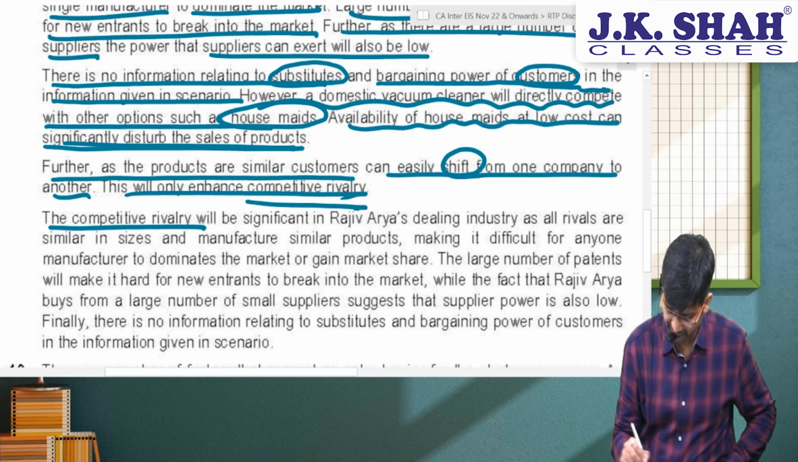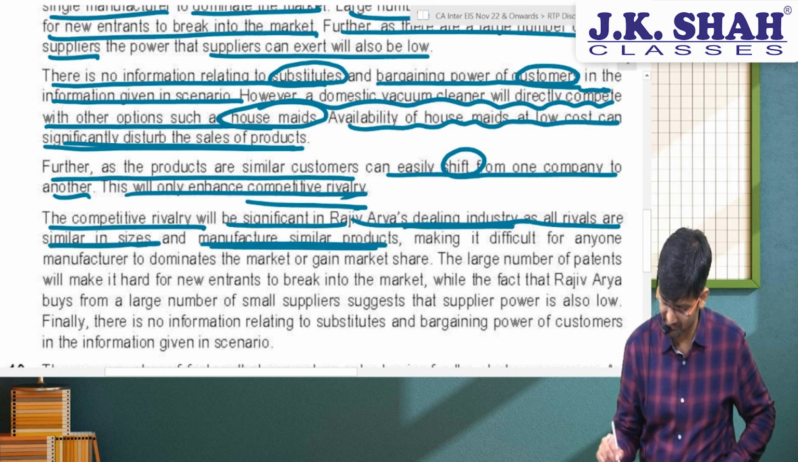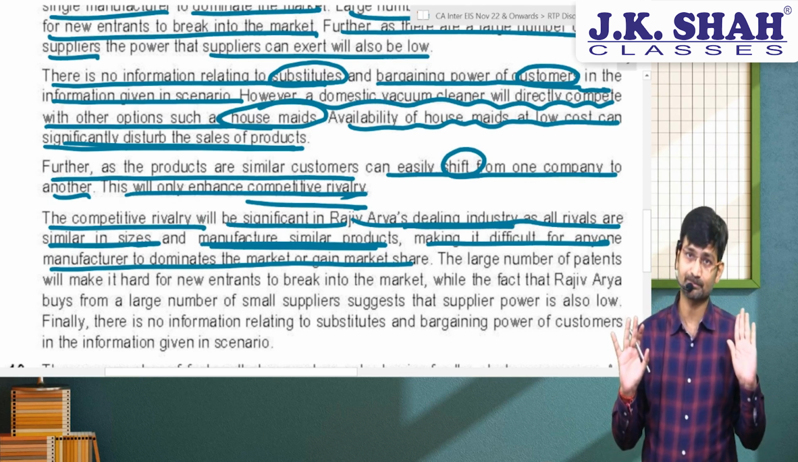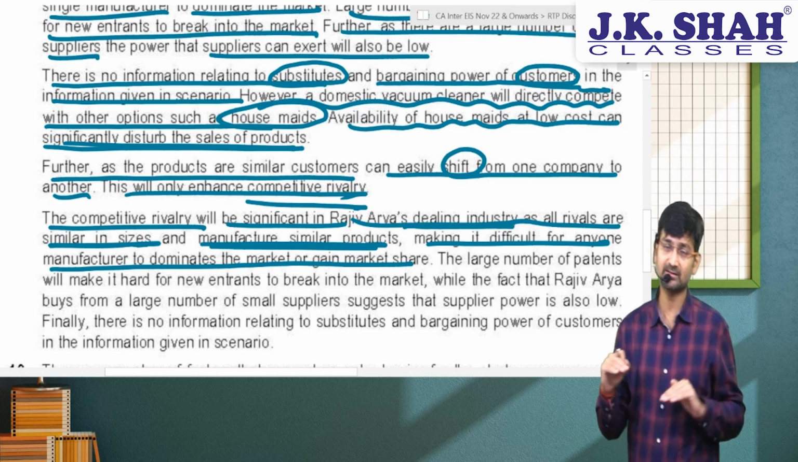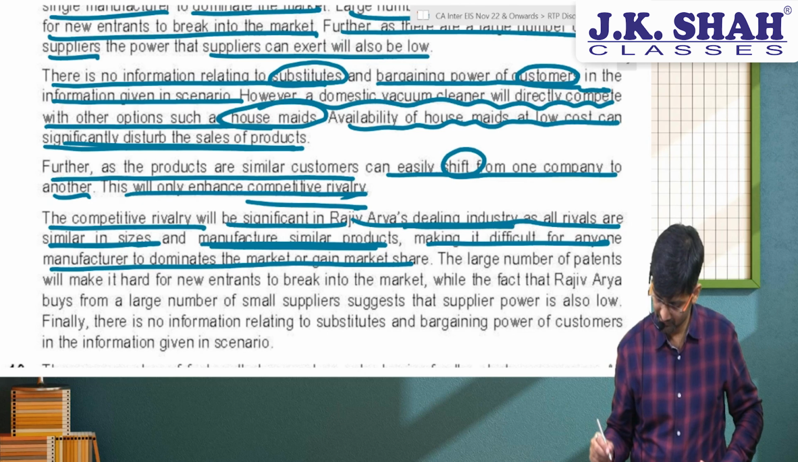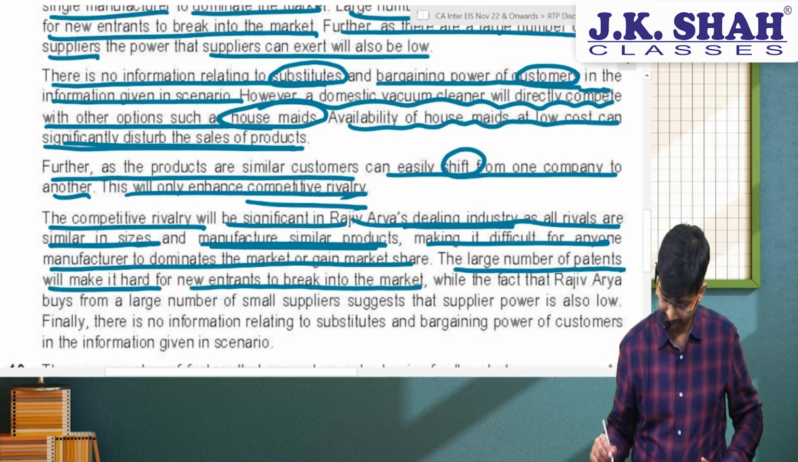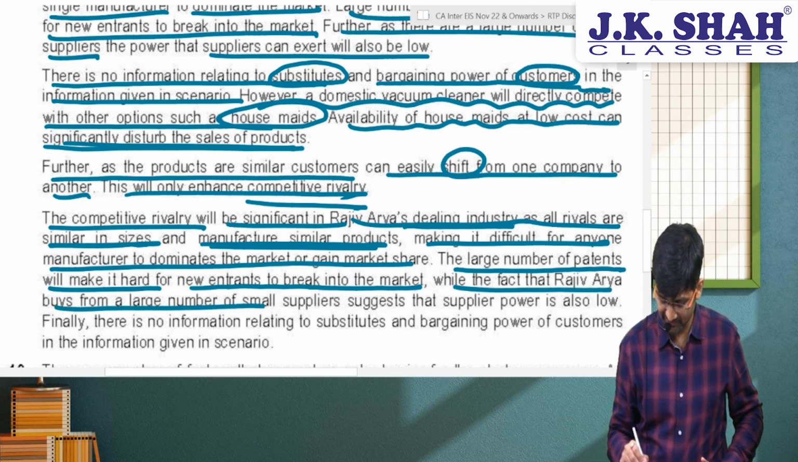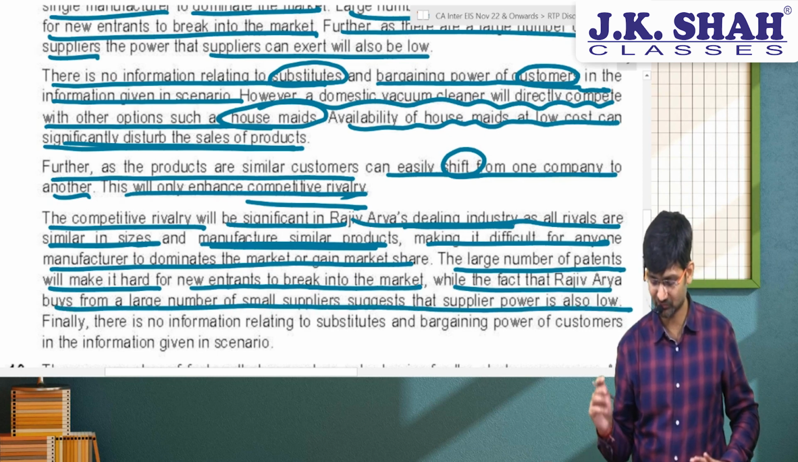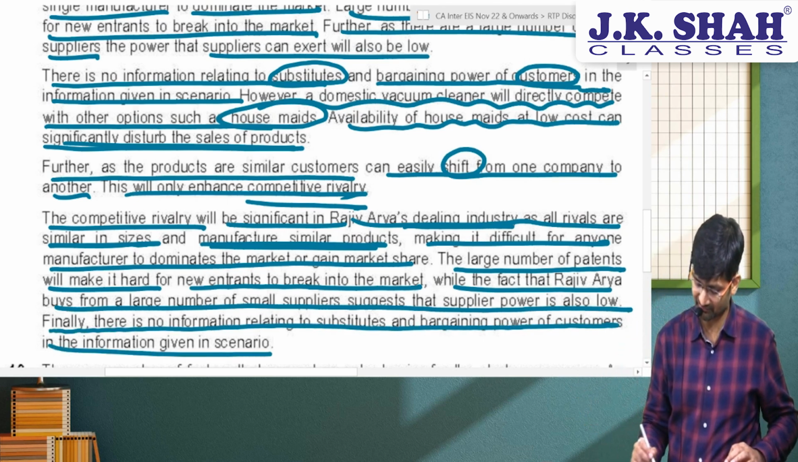The competitive rivalry will be significant in Rajiv Arya's industry, as all rivals are similar in size and manufacture similar products, making it difficult for anyone to dominate the market. When you have one leader, rivalry is lesser, but when you don't have a clear leader, rivalry is higher. That's what they're trying to say here, that since there's no leader, rivalry will be higher. The large number of patents will make it hard for new entrants to break into the market. While the fact that Rajiv Arya buys from a large number of suppliers suggests that the supplier power is also low. Finally, there is no information relating to substitutes and bargaining power of customers in the given scenario.